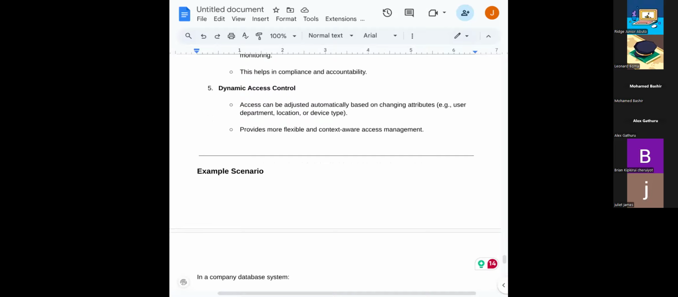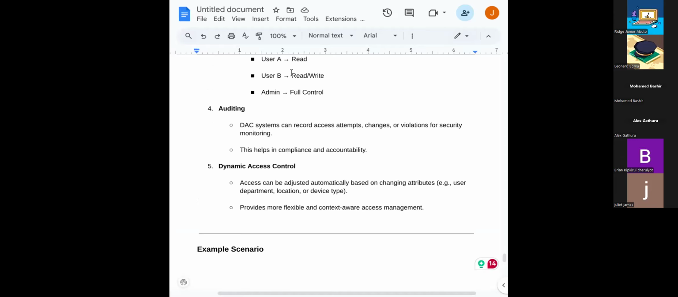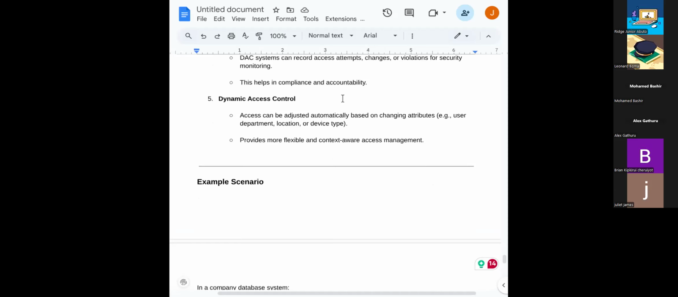For example, in our scenario here, we can say our trainer Patrick can have access to recording and sharing. And later we can say, no, let him not be able to share. Just give the admin only the permission to share. So it's dynamic.